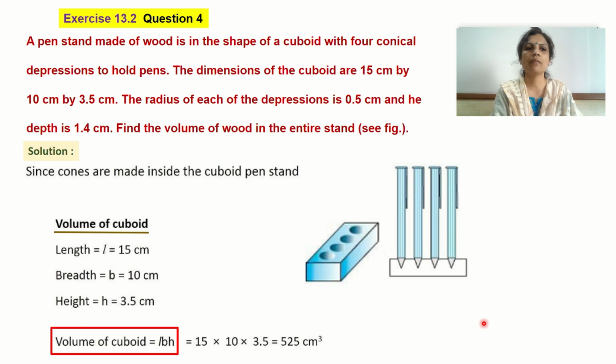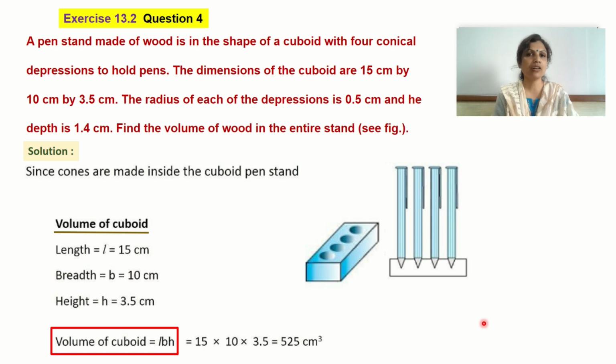So now moving to question number 4 from exercise 13.2. Let's go ahead. A pen stand made of wood is in the shape of cuboid with 4 conical depressions to hold the pens. The dimensions of the cuboid are 15 centimeter by 10 centimeter by 3.5 centimeter. The radius of each of the depression is 0.5 centimeter and the depth is 1.4 centimeter. Find the volume of wood in the entire stand.